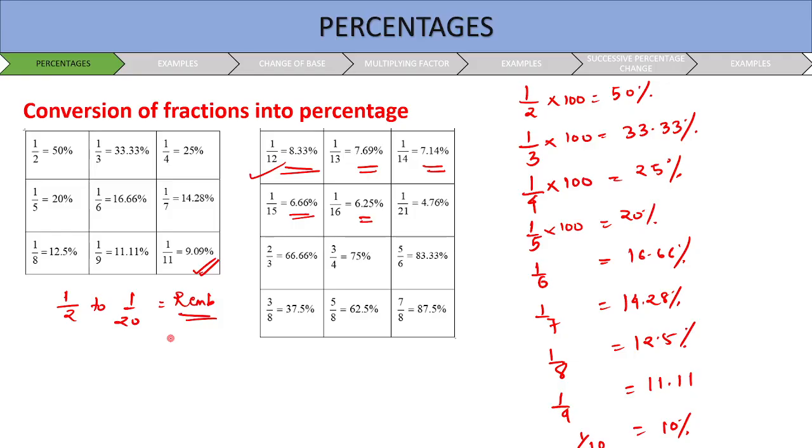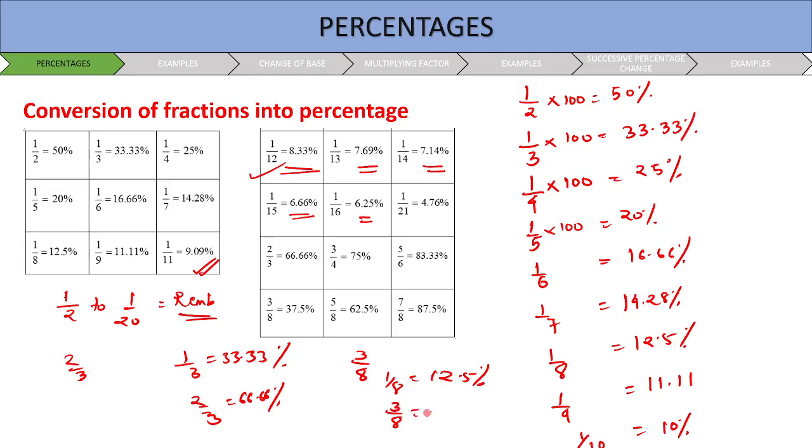Now, what advantage you will get if you are able to remember these values? So let's say in the exam you get a question in which you have to solve for the value of 2 by 3. So you know 1 by 3 is 33.33 percentage. So 2 by 3 will be 66.66 percentage. Similarly, if they ask you for 3 by 8, you know 1 by 8 is 12.5. Then 3 by 8 will be 12.5 multiplied by 3, which will give you 37.5%. Okay, so that benefit you will get.